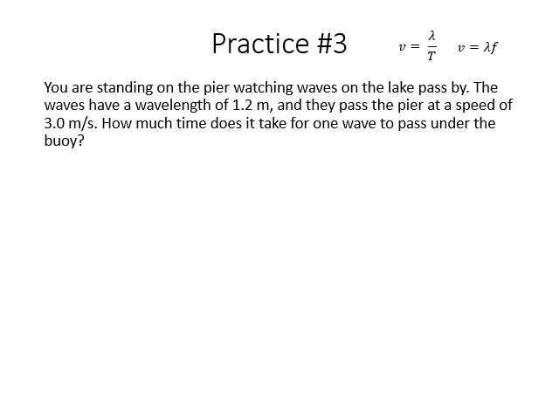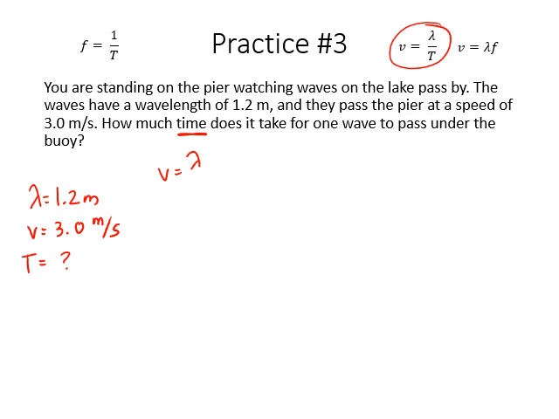So again, we're going to line up our variables here. We're given meters, which is a wavelength. We're given a speed of 3.0 meters per second, and it's asking us for time. So for this equation, we actually need to use the formula on the left, because this is what relates time, wavelength, and velocity, or wave speed. So we have V equals lambda over time, and again, we're solving for time.